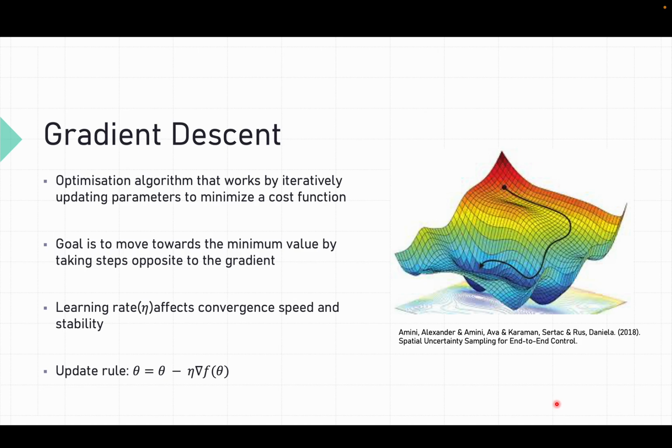Next, we have gradient descent. Gradient descent is an optimization algorithm that works by trying to minimize a cost function by iteratively updating its parameters. The concept is that it moves towards the global minimum of a cost function by taking steps in the opposite direction of the slope at that point. It's governed by the update rule below, and can be controlled by a learning rate parameter, which will affect its convergence speed and stability.